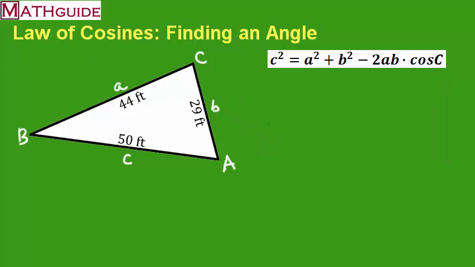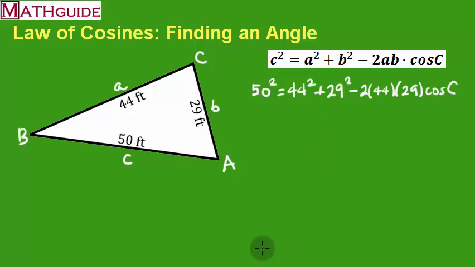Alright, what I'm going to do right now is throw in all the sides accordingly. C squared would be 50 squared. A would be 44, so 44 squared. B is 29, so it's 29 squared. So it's 2 times A times B times the cosine of C. Using a standard calculator, I square the 50 and I get 2,500.